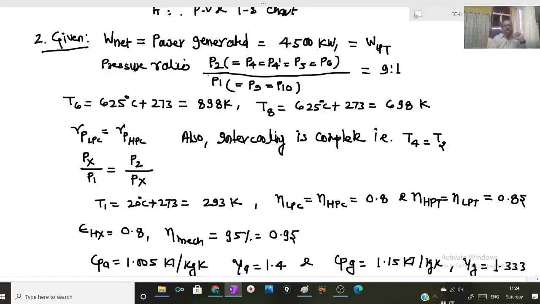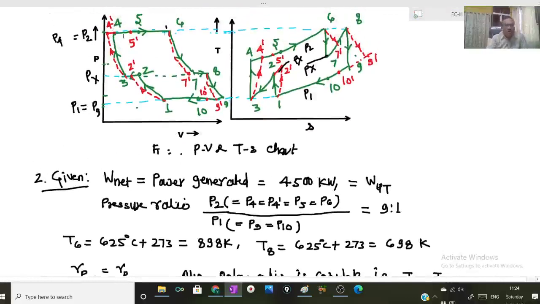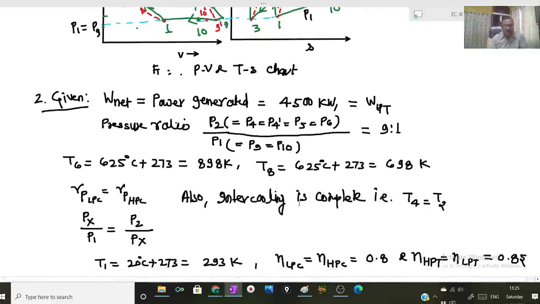Then pressure ratio is given, P2 by P1, 9:1. Now in diagram, as you can see, there are no pressure losses. So P2 will be equal to P4 will be equal to P4 dash will be equal to P5, P5 dash, P6. That is the meaning. And P1 is equal to P10, P9, P9 dash. I can write. Okay.